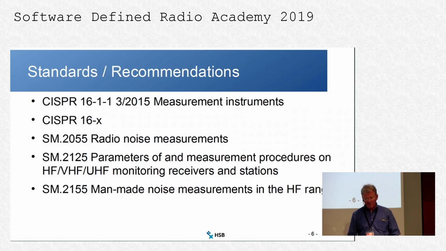The standards and recommendations are mainly the CISPR rules, or today it's DIN EN 55000. And besides this measurement standard, there are a lot of other standard measurement recommendations to measure noise, radio noise. There are parameters and measurement procedures on HF, VHF, and UHF monitoring receivers and stations, and man-made measurements in the HF range. You see, this is very old knowledge, and it's thrown together in these regulations.